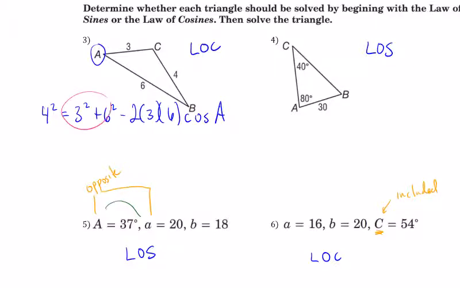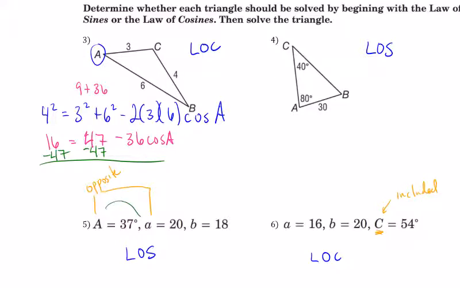All right, so now I'm going to combine these together. So 3 squared is 9 plus 6 squared is 36, so it'll be 47. 2 times 3 times 6 is negative 36, because of that negative in front. And then 4 squared is 16. So now I'm going to subtract 47 from both sides, because remember, these are not like terms. So those cancel out, so I get negative 31 equals negative 36 cosine A. Then we divide both sides by 36.